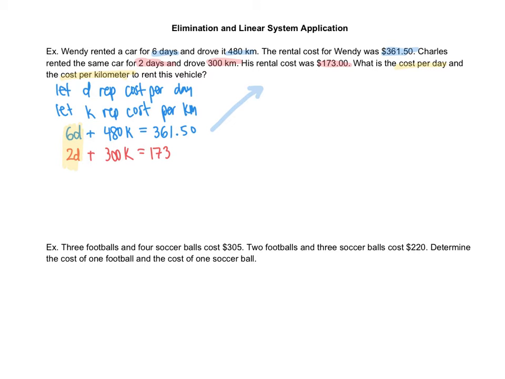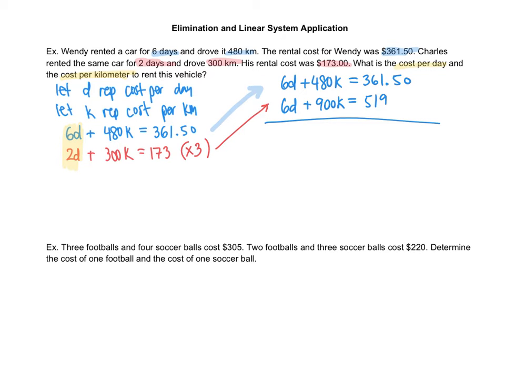I'm just going to bring it up here. So 6D plus 480K equals 361.50. But the second equation, we are going to have to multiply by 3 so that we can get 6D. So 2D times 3 is 6D. 300K times 3 is 900K. And then 173 times 3 is 519.